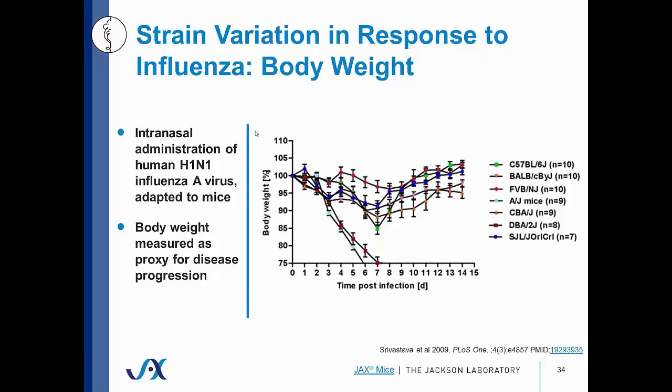In another study, 7 different inbred strains were inoculated with H1N1 influenza type A virus that was adapted to the mouse, and body weights were measured as a proxy for disease progression. And you can see that in the blue dots that represent AJ mice and the DBA2Js that are indicated by the red dots, both of these strains succumbed to infection and lost the most body weight, as compared to the other strains that may have lost some weight but then were able to recover their lost body weight.